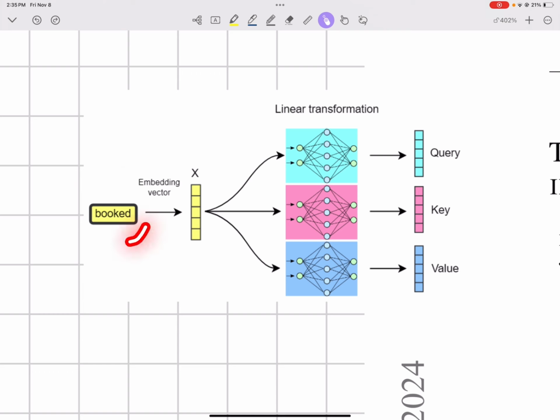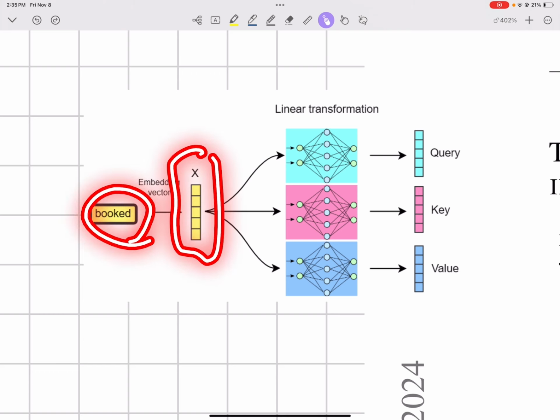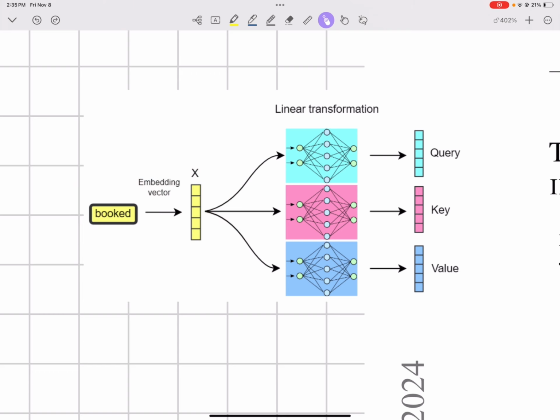Let's say you have this token right here, which is just a vector. We pass it through 3 MLPs, and the same token is going to be converted into different sets. So it's going to be converted into query right here, into the key, and into the value. Of course, each one of these has its own function. The query is all about what am I looking for. The key is this is what I'm representing, and the value is the actual meaning of the token.